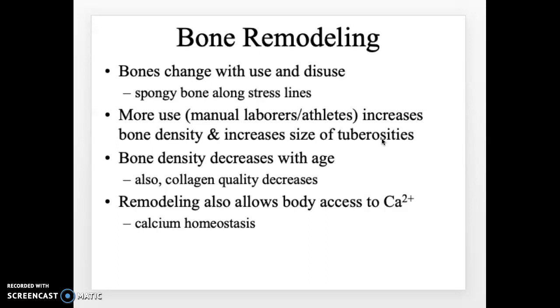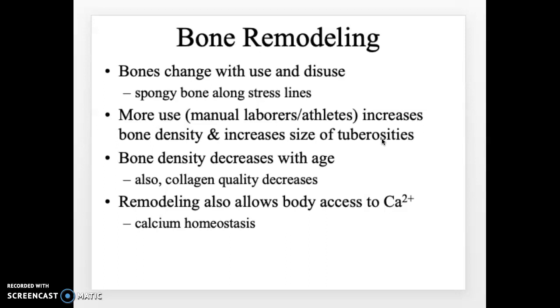Bone density is a good thing. It prevents fractures and decreases the risk for osteoporosis. As we age, our bone density decreases and our collagen quality decreases. So this puts us at risk for bone fractures and disease as we age.